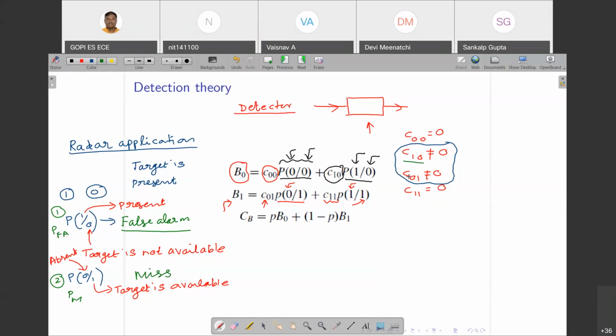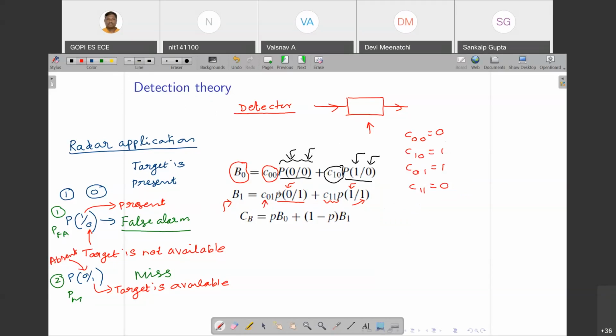But in telecommunication, if both zeros and ones are equally important, and I just want to transmit the data, in that case I need not have two different values for C10 and C01. I can simply fix that value as 1 itself. Even though they may be different depending upon the application, for simplicity now, let me choose C01 as 1, C10 as 1, and C11 as 0.